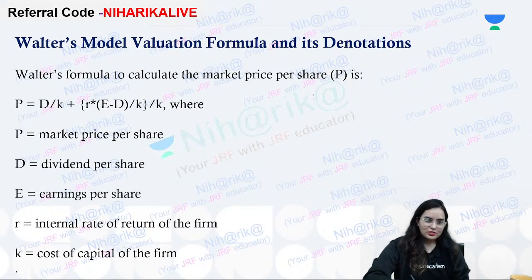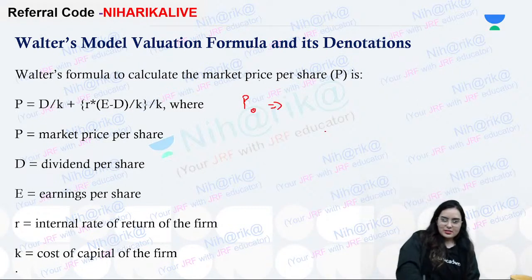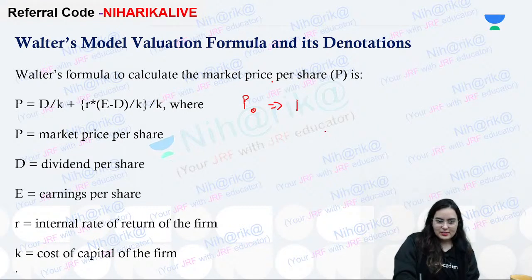The Walter model calculates the market price, P0. It is given like this. You can even write it like this. First, we will write D1. So, Priya, in your notes, please write the way I am writing. First, you will write dividend, plus, then make a bracket: earning minus dividend, multiplied by the rate of return, the internal rate of return, upon KE.